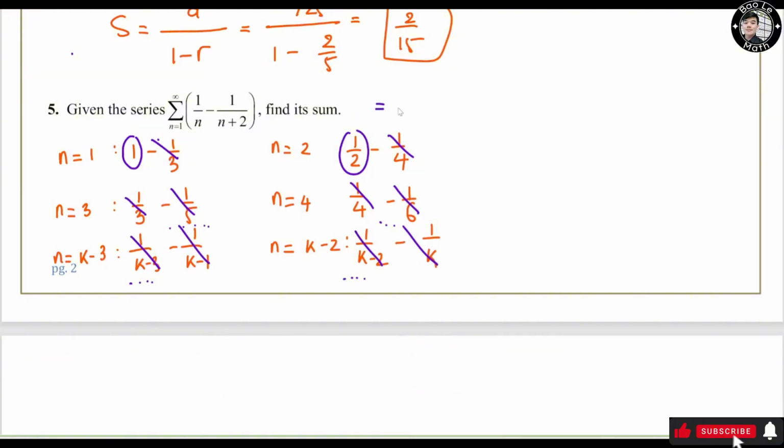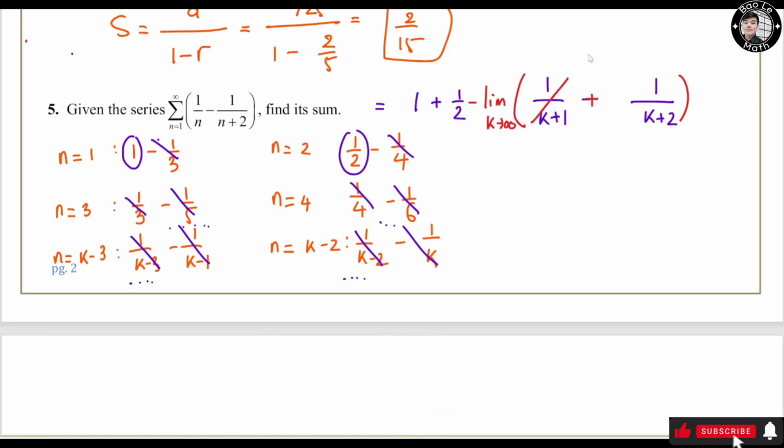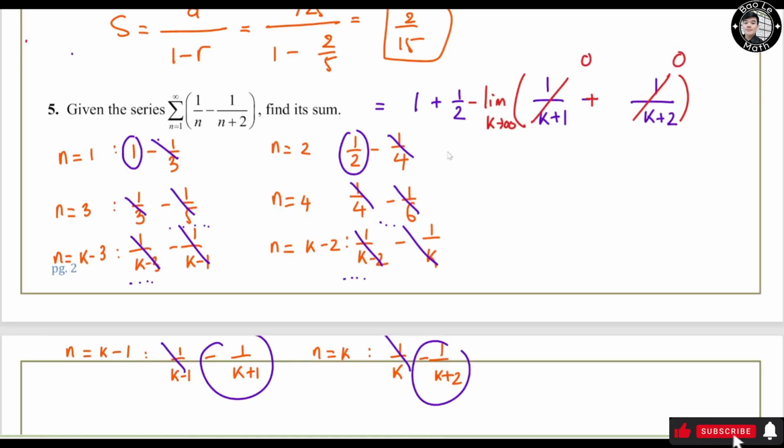Now I'm going to take the limit of this, so I'm going to factor negative 1 out. It can be like this when k approaches infinity. So this term approaches 0 and this term approaches 0. We only have this one left, which is 3.5.